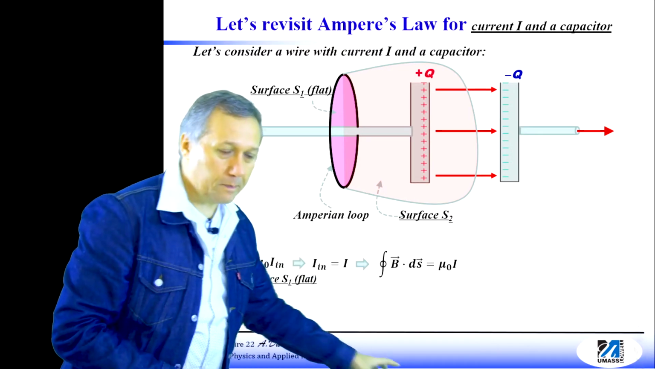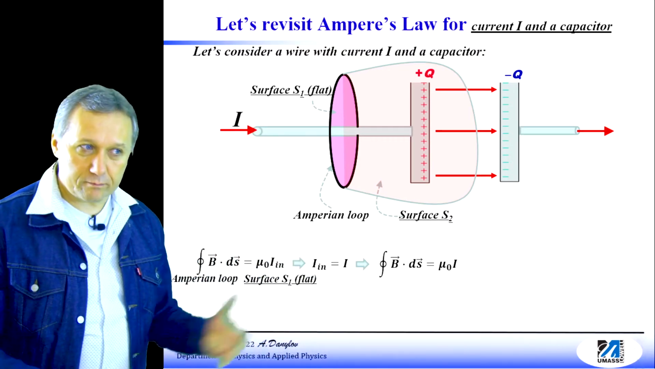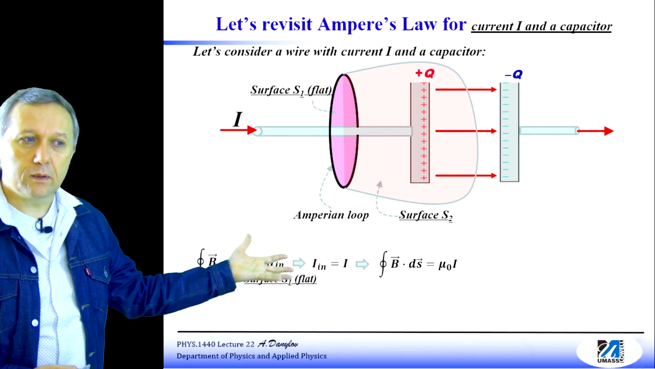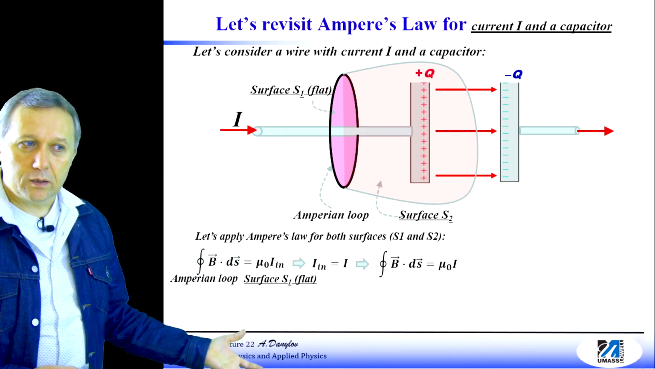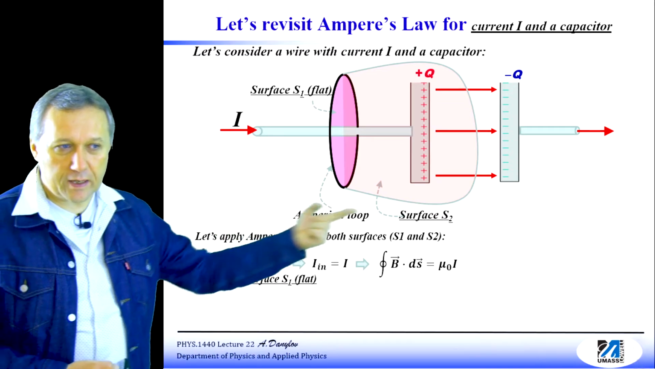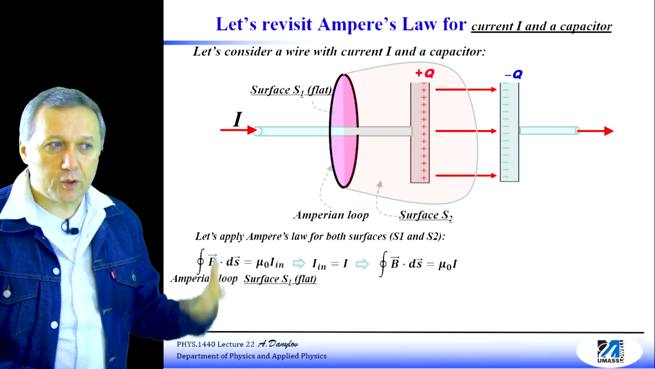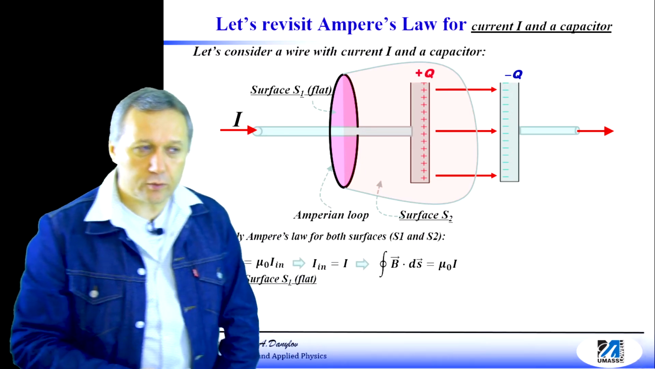Okay, so he picked the surface, and according to the rule, he's supposed to get exactly the same current. But if you use that surface S2, you see I label it as S2. So what are you going to get as an enclosed current?